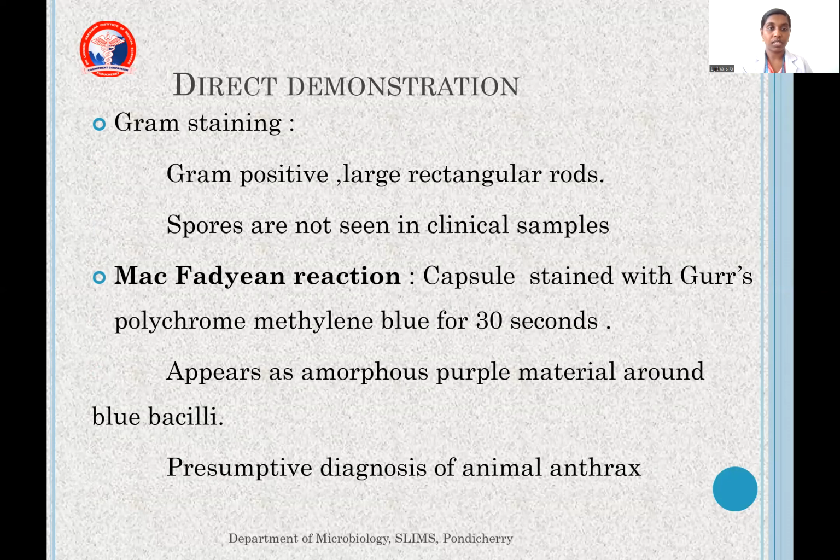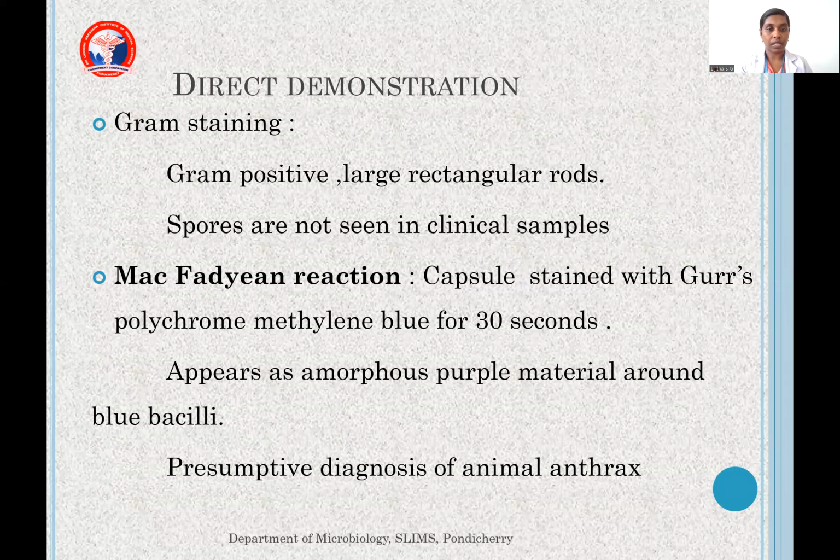Now, direct demonstration, that is the first thing that you do with the specimen. It is the gram staining. So on gram staining, we can see gram-positive large rectangular rods. You should remember that spores are not seen in clinical samples. That is, when we receive a sample in the laboratory and we directly observe the gram staining, you won't be able to see the spores in the clinical samples. The spores are produced when we culture the organism in the laboratory and we take a smear from the culture, we will be able to see the spores.